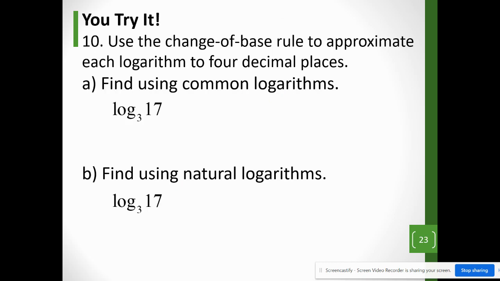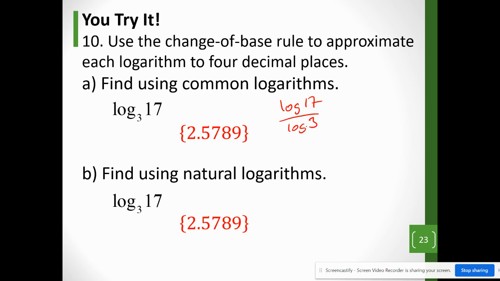Now this is for you guys to try at home. For this, once again, you can try log of 17 divided by log of 3. And that's how you guys are going to get this. But if you also want to try ln of 17 divided by ln of 3, it also works. You guys can try it with either log or ln. Either one will work. I have example A using logs and example B using ln's.